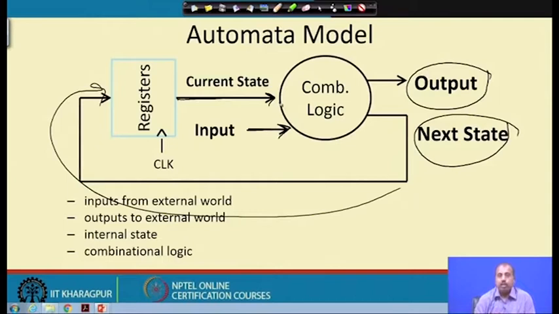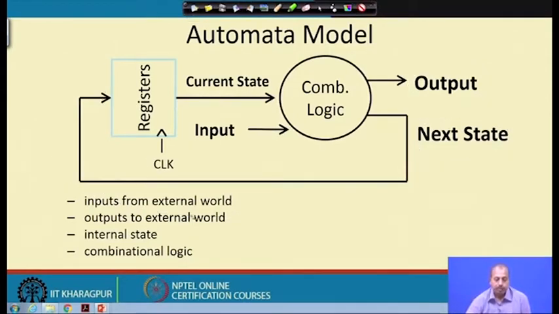So, this way the system will be passing through different states, and depending upon the input combination, it will produce some output and also make transitions. Inputs are coming from the external world, outputs are also given to the external world, the states are internal, and the combinational logic is there, which is determining these two functions.